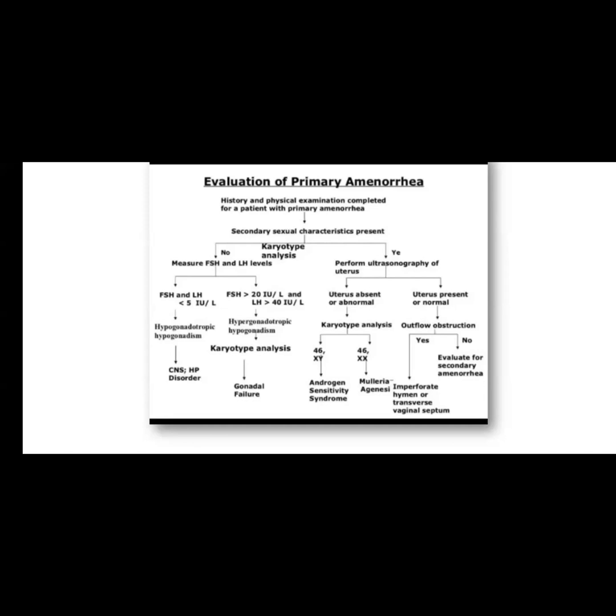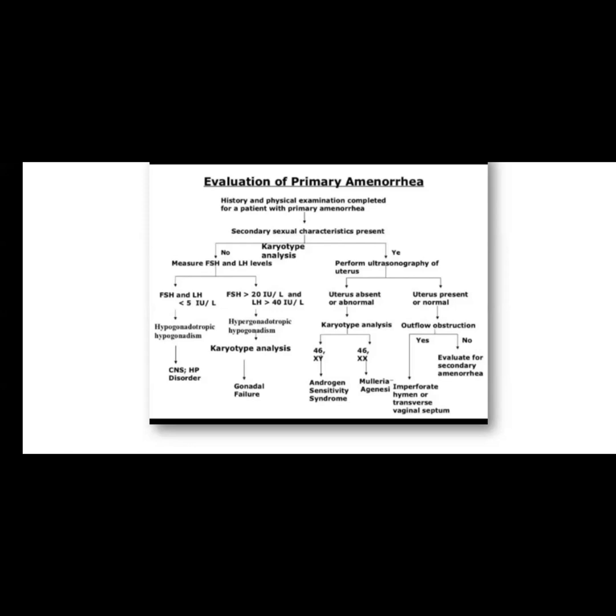However, if the uterus is present and it is normal, then we will see for outflow tract obstruction, whether there is imperforate hymen or transverse vaginal septum. If it is not the case, then evaluate for the causes of secondary amenorrhea, the most common being the Asherman syndrome, Sheehan syndrome, as well as the polycystic ovarian syndrome.